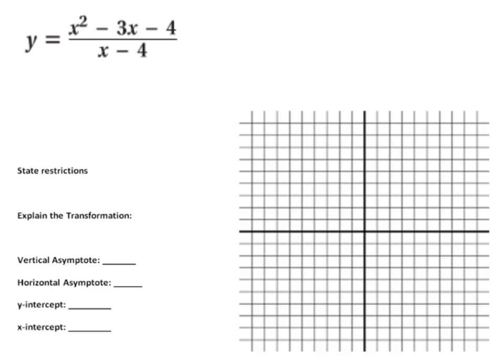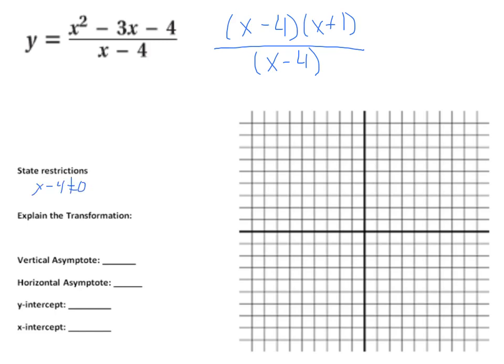So starting with the problem, again, the first thing you should always do is factor. So when I look at the top, I have an x minus 4, x plus 1. I'm looking for two numbers that multiply to get negative 4 but add to get negative 3. And then I have an x minus 4 on the bottom. You should always, always, always state the restriction. So x minus 4 cannot be equal to 0. So when I have that, that would give me that x cannot equal 4.